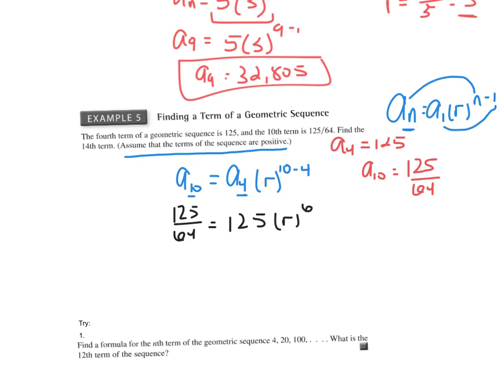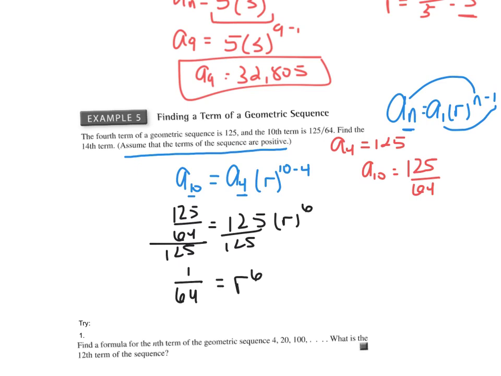That turns into the 6th power because you can subtract. And then you can just divide. So divide both sides by 125, which cancels out that 125 on the top. So you get 1 over 64 equals r to the 6th.